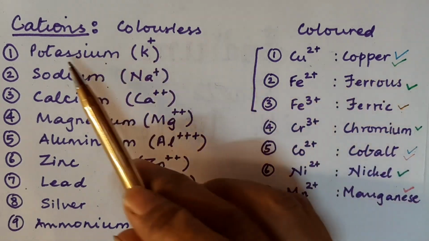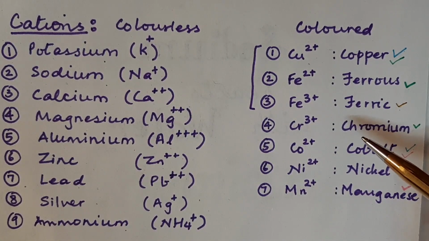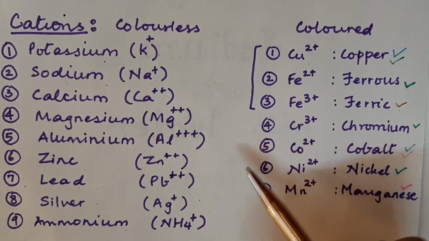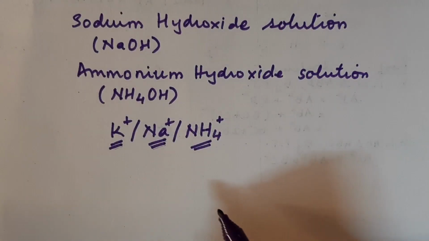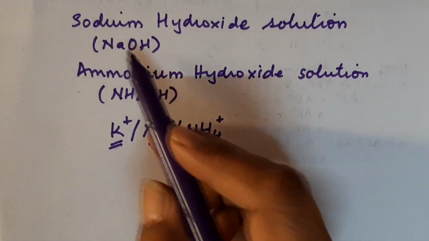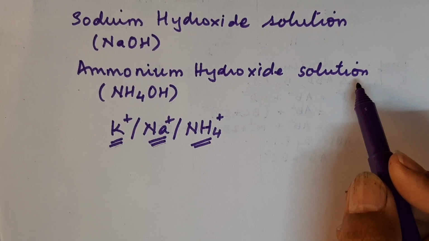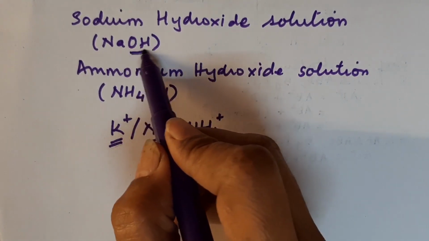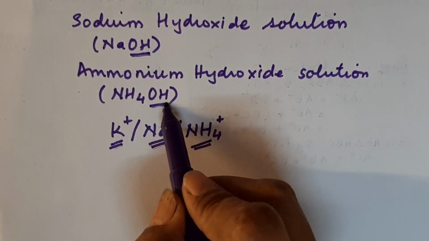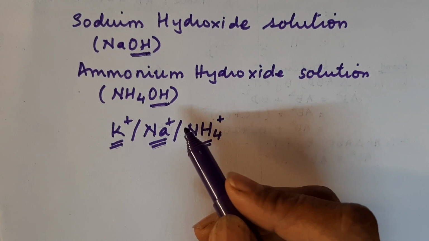Now, in order to detect the cations, either the colorless or the colored, we react the compound with sodium hydroxide or ammonium hydroxide solutions. So, why do we choose sodium hydroxide solution or ammonium hydroxide solution? Because with the given compound, sodium hydroxide and ammonium hydroxide, because of this hydroxyl group, will form hydroxides.